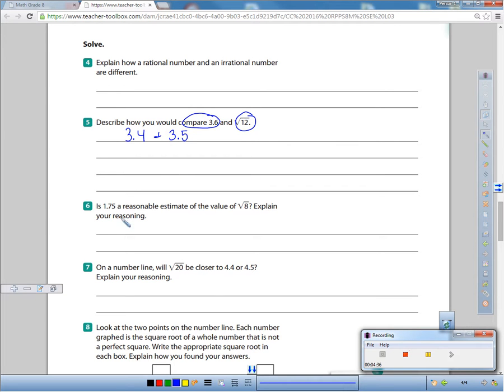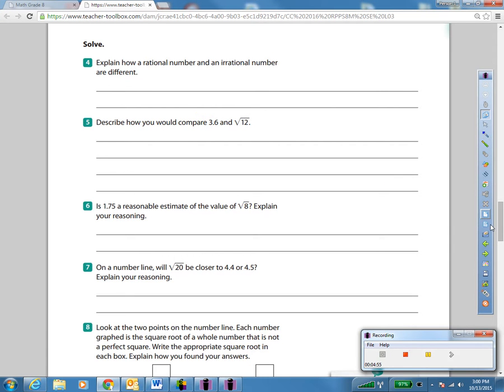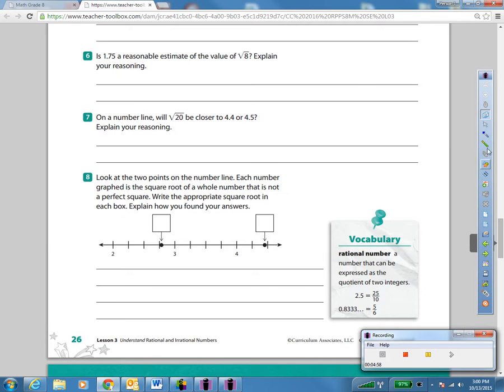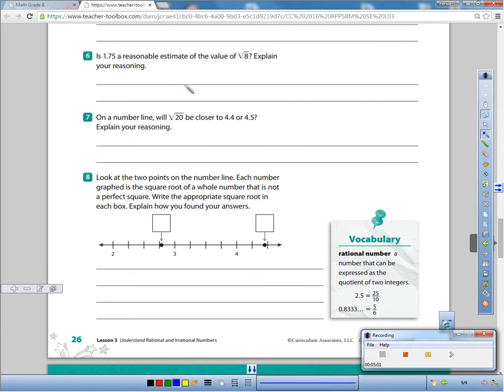Okay, moving on. So based on what we did in class, we did number 8 in class and started it. So is 1.75 a reasonable estimate for the square root of 8? I'm going to scroll down to the number line on number 8 here. Based on what we did here, the square root of 8, this is one we did in class, was really close to 2.75. So your answer on number 6 would be a no, that 1.75 is not a reasonable estimate for that, because it should be more around 2.75, okay, or just a little bit over that.